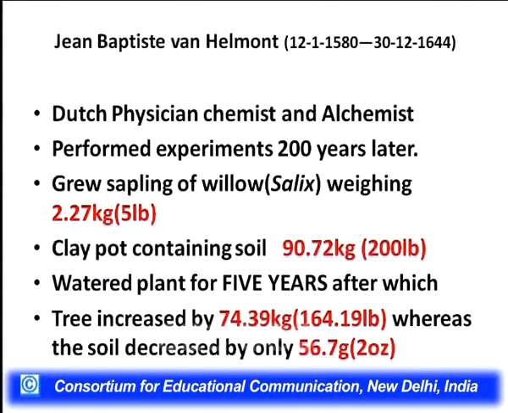He also weighed the clay pot containing soil, so that means he was weighing the soil also, which turned out to be about 200 pounds. He watered this sapling for 5 years, and in 5 years that sapling became a large tree. After 5 years he removed the entire soil, brushed it, and weighed the soil and the plant separately. To his surprise, he found that the tree had increased by 74.39 kilograms in 5 years, which is a little over 164 pounds, whereas the soil had decreased by only 56 odd grams, which is around 2 ounces.